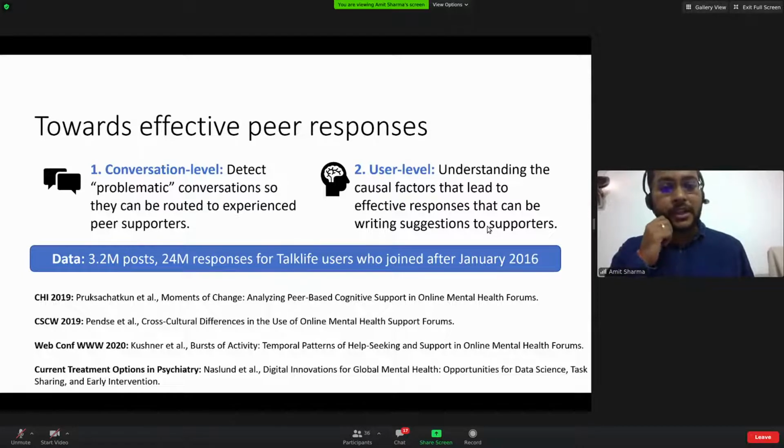So we worked with this organization called TalkLife. This is a company that runs one of these online social networks. And our goal with them was to first see if we can use data to identify the problematic conversations. And second, if we can use the user-level data to see what responses can be effective. So we took data from these websites, and we had data from about 3.2 million posts and 25 million responses. And this was data for everyone who joined after 2016.